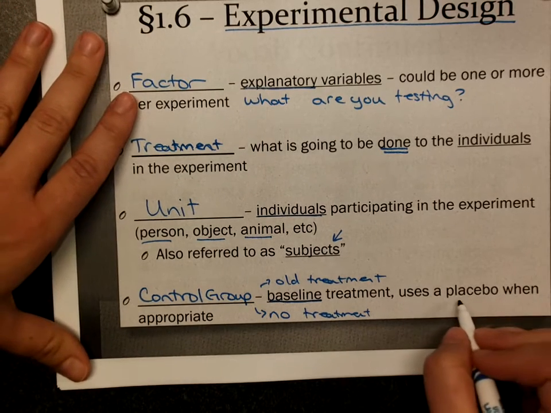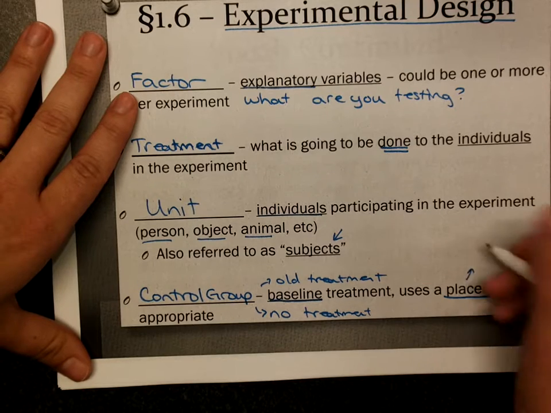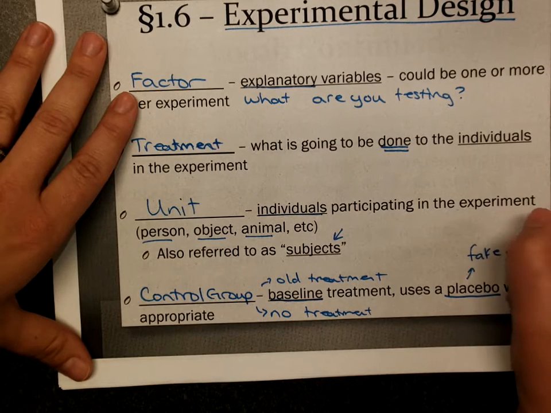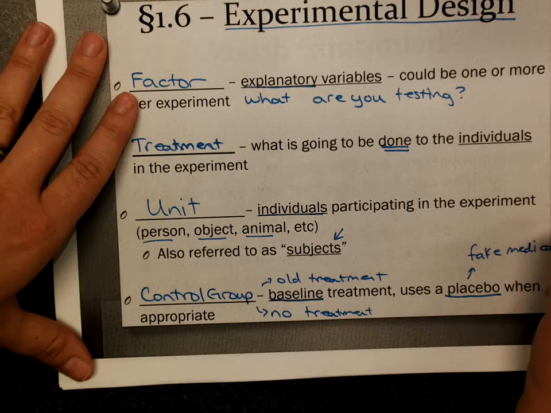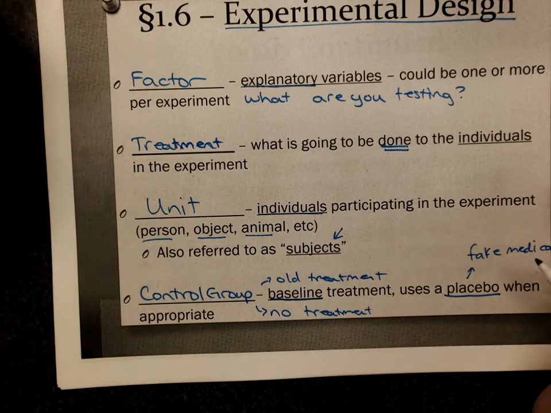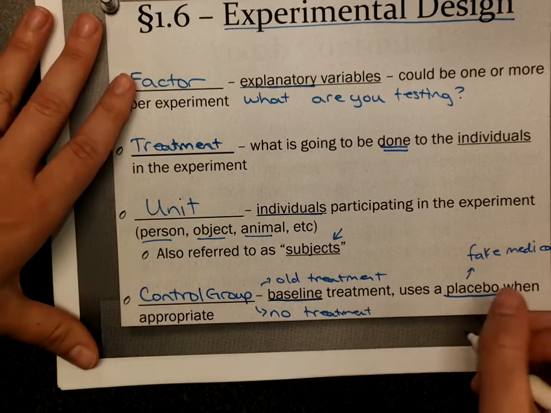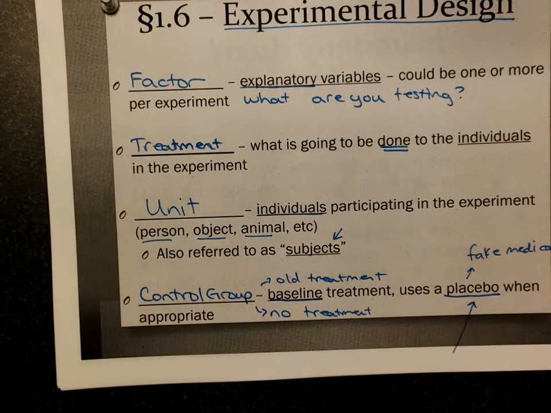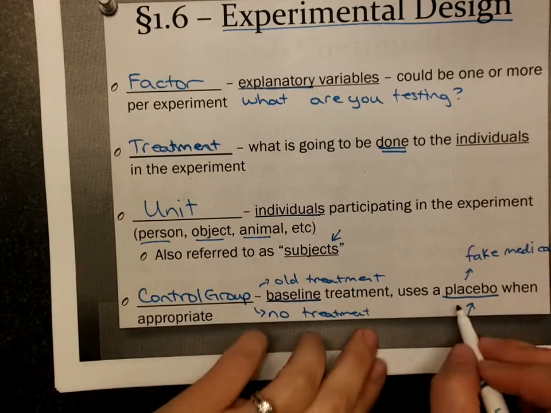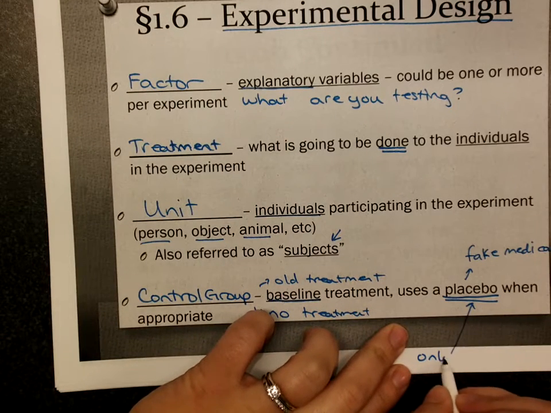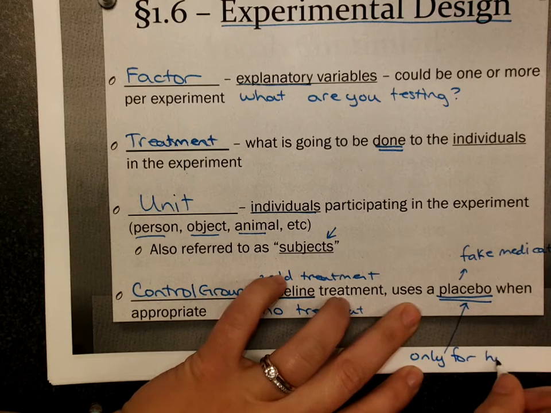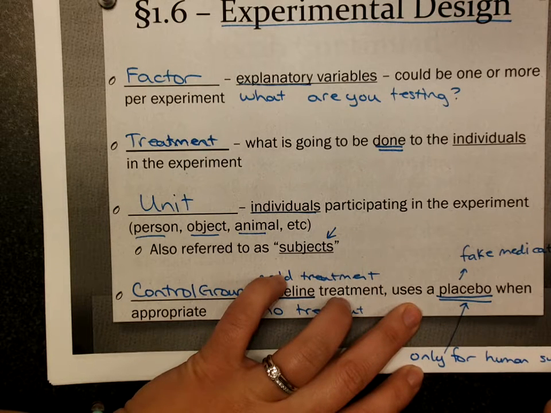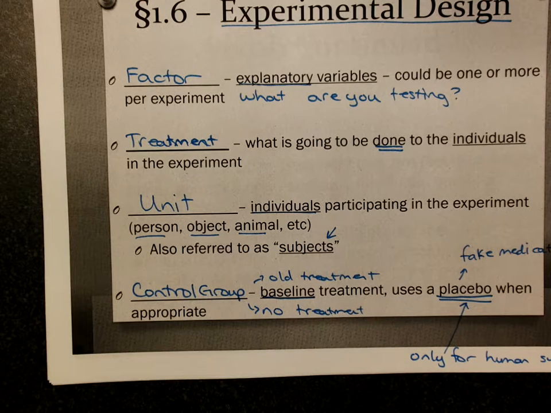And sometimes it uses something called a placebo. A placebo is a fake medication. Fake pill, fake shot, fake medication. It's to help humans, really, from knowing whether or not they really got the treatment or if they got a fake medication. So a placebo is only necessary for human subjects. Dogs don't need fake medication. They either take it or they don't, and they don't care either way.